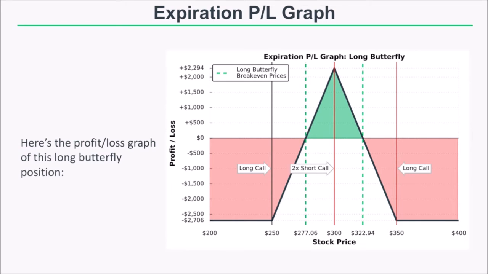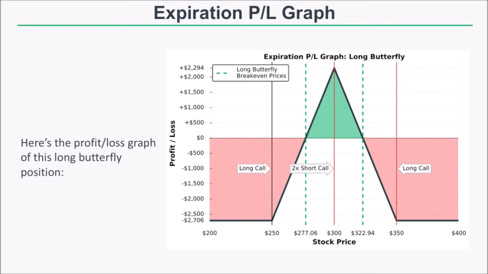Now that's because if the stock price is below $250, then every single one of these calls will expire worthless and we'll obviously lose the debit we paid. Now if the stock price is above $350, that long 250 300 call spread will be worth $50 and that short 300, 350 call spread will also be worth $50.